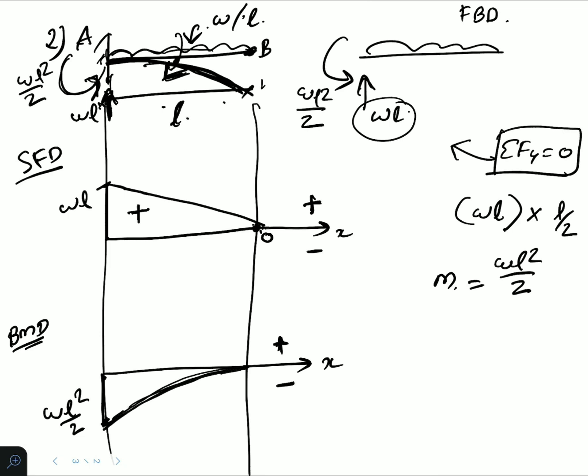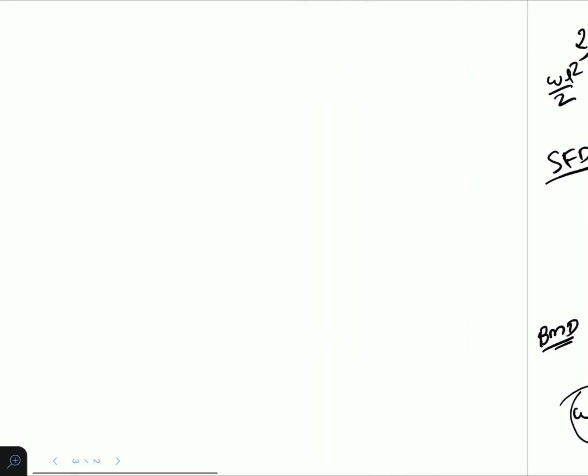It varies from WL square by 2 at one end to 0 at the other end. And this will be negative because it is a hogging case. I hope you understood this. Then the next problem.